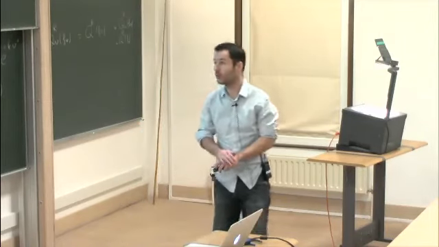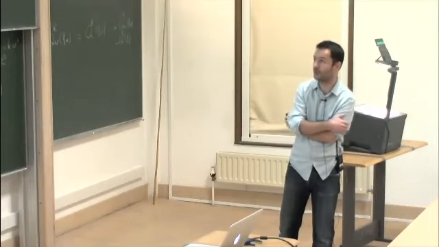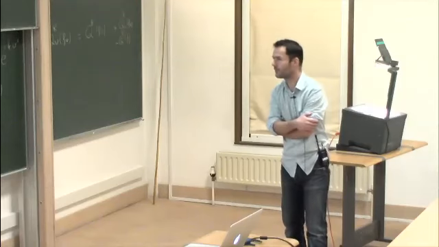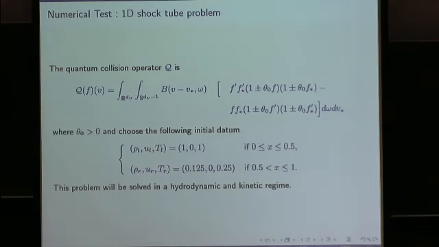So now, to conclude my talk, I would like to show you some numerical tests on a very simple problem. This is the 1D shock tube for the two cases where we consider Fermi-Dirac distribution and also Bose-Einstein distribution. Here I introduce a new parameter, theta 0. In fact, theta 0 measures how far we are from the classical Boltzmann operator. When theta 0 goes to 0, we recover the classical Boltzmann operator, whereas for large theta 0, we take into account more and more quantum effects.